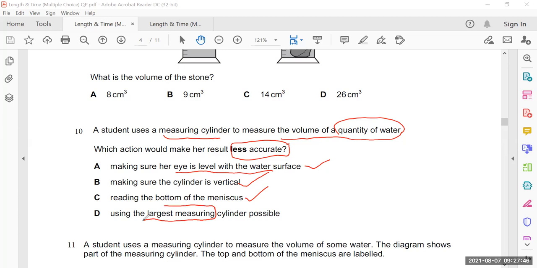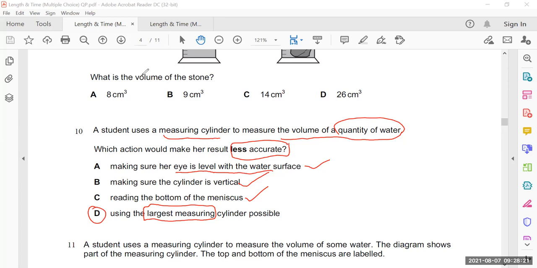You know, children, the difference between the smallest measuring cylinder and the largest measuring cylinder is that the larger the division, the less accurate the result. The more divisions there are, the better the result. So a less accurate result will come if you choose option D, largest measuring cylinder. And John Lee said it's D, Saitri answer is D, Rishikesh is D.